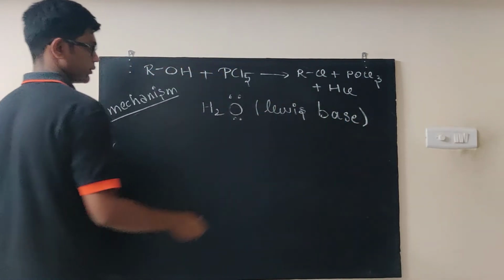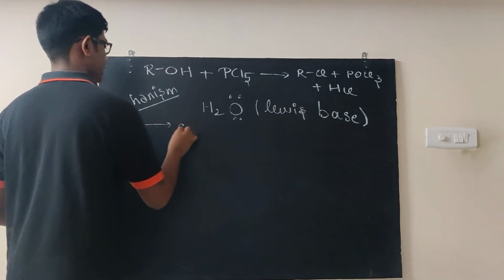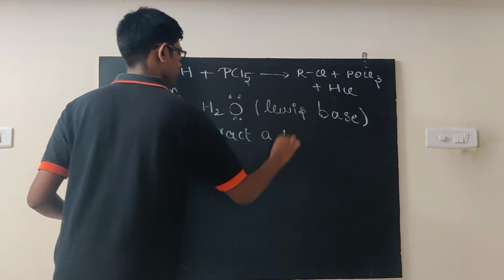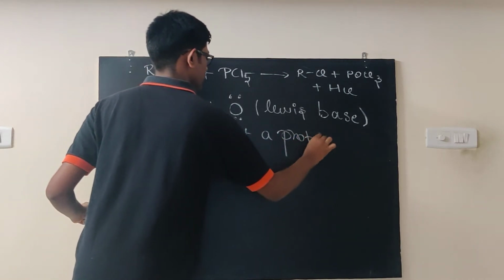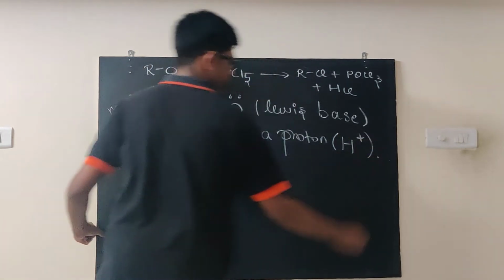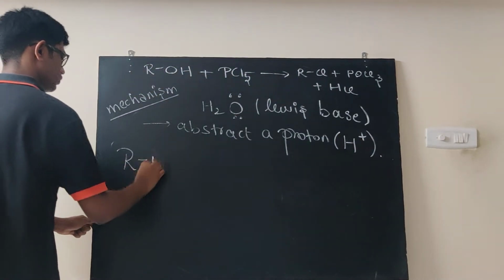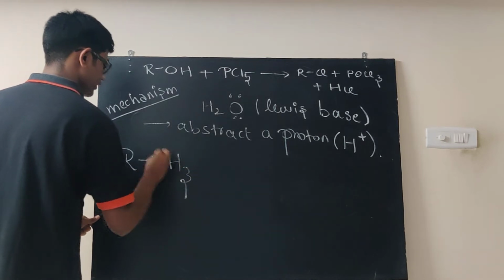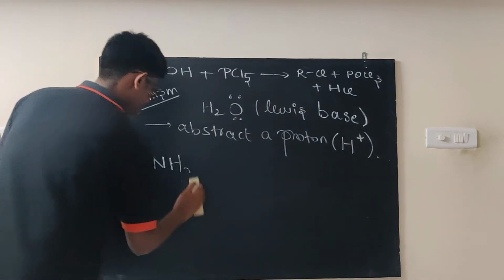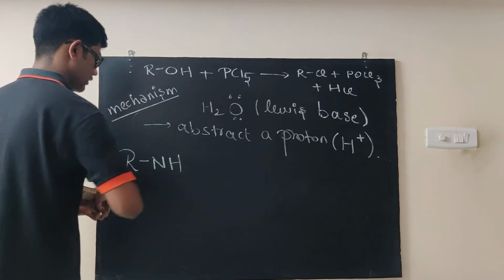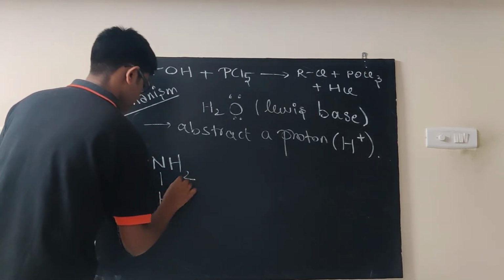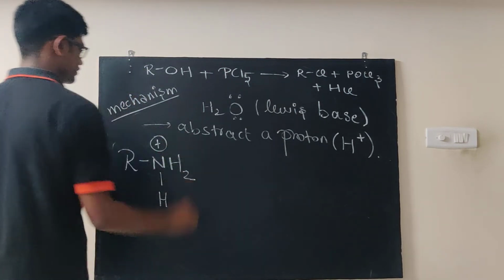And because it can act as a Lewis base, what do Lewis bases do? They can abstract a proton. Another word for proton is H plus, right? So we assume that, for example, in this RNH3 plus, we'll draw it in the proper form, like this: RNH2 and H. This is how it was, right?